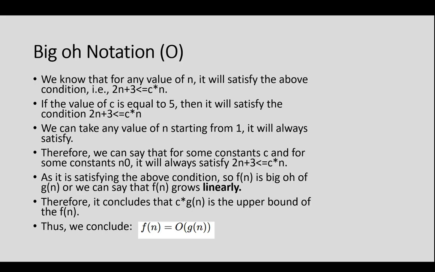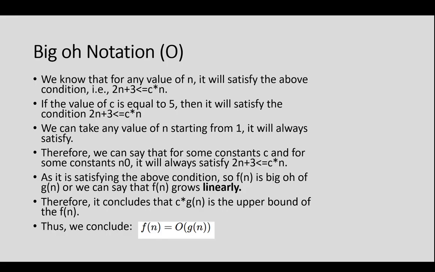Now, therefore, we can say that for some constants c and for some constants n naught, it will always satisfy 2n plus 3 is less than or equal to c into n. As it is satisfying the above condition, f of n is big O of g of n, or we can say that f of n goes linearly. So when f of n is there, we get the g of n also, which we consider as linear growth.